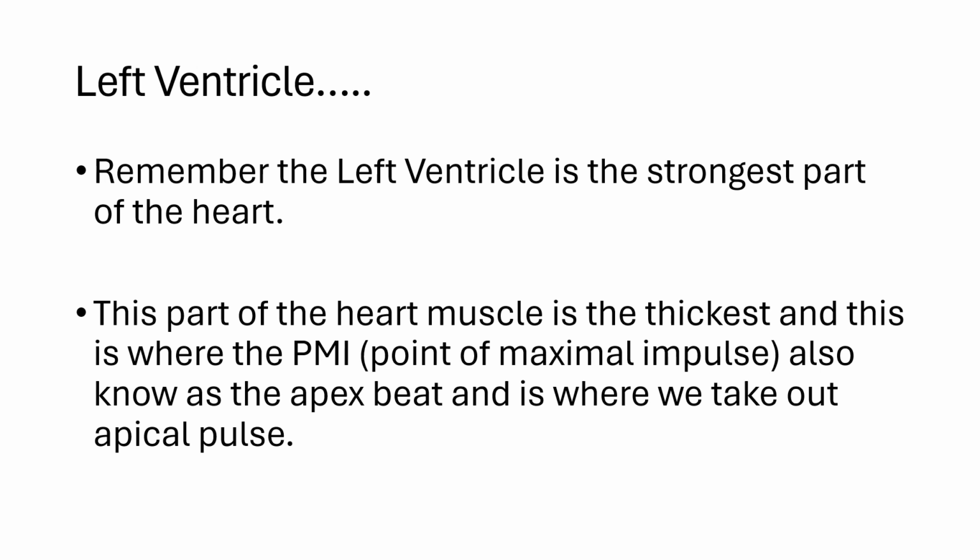First of all, also the mitral valve. Mitral valve is probably one of the strongest valves there, that and the aortic. We're looking at two really used valves that need to do a lot of work along with the ventricle and the left side of the heart. So remember that the left ventricle is the strongest part of the heart. It has the thickest part of the muscle. It is where the PMI, the point of maximal impulse is. It's also known as an apex beat. And this is where we're going to listen for our apical pulse.